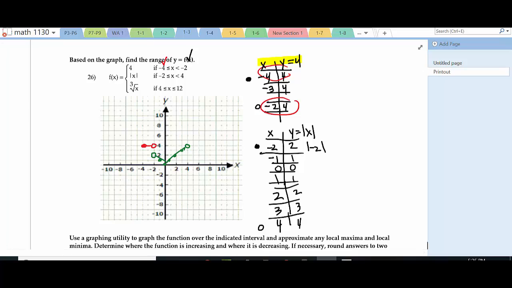All right, then the last thing we're going to do is one more table of values. We're going to do a cube root. So we have x and we have y equals cube root of x. Okay, we're going to start with 4, and that will be closed, and then we'll go all the way to 12. And 12 is going to be also closed, so they're both closed.